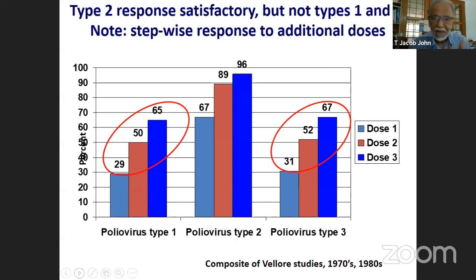If you really examine this graph, you will find something very interesting. This is not a prime boost kind of response. This is arithmetic proportionality increments. The 29 to 50% rise, 50 to 65% rise is also 29% or 30%. 31 to 52, 52 to 67, again 30% increase. 67 to 89, 89 to 96, same proportion. So you could now predict what to expect with 4 doses, 5 doses, 10 doses, 13 doses, 15 doses. It would take about 15 doses to get 100% of children protected against types 1 and 3, but it takes only about 4 or 5 doses for type 2. Anyway, this had tremendous importance during the polio eradication days.